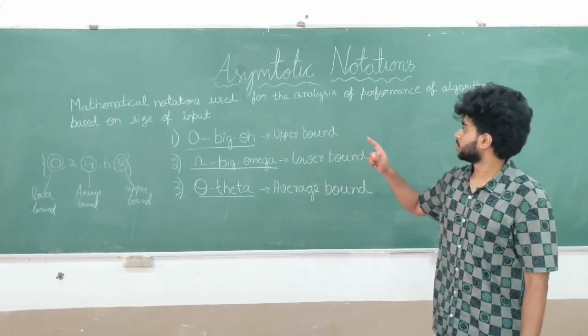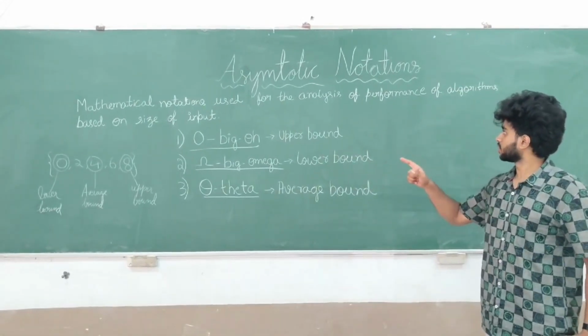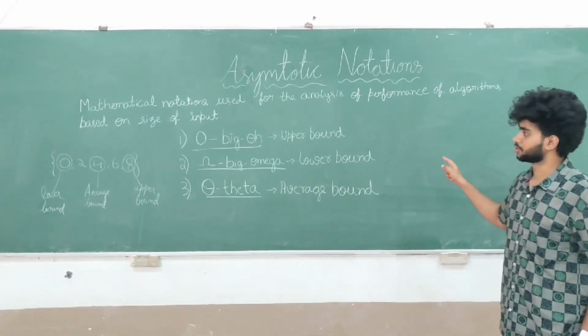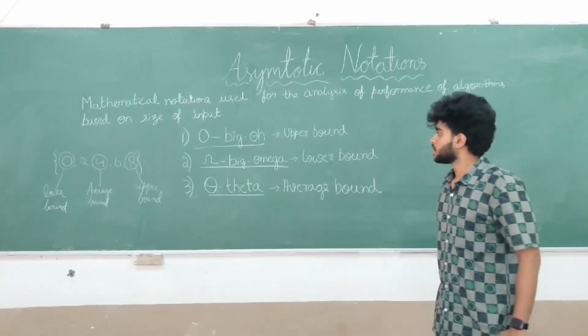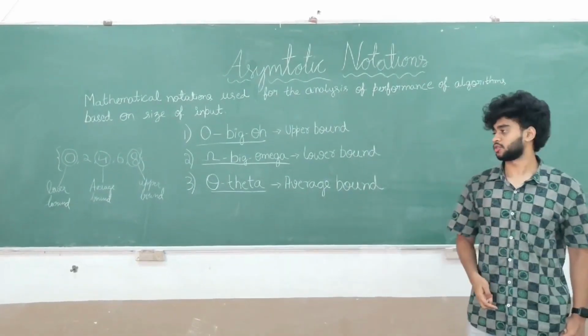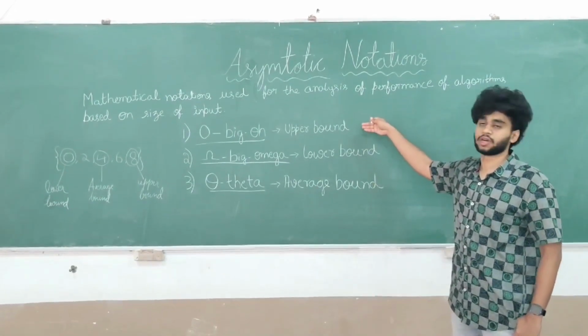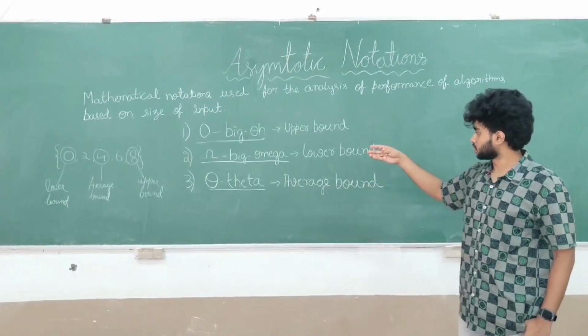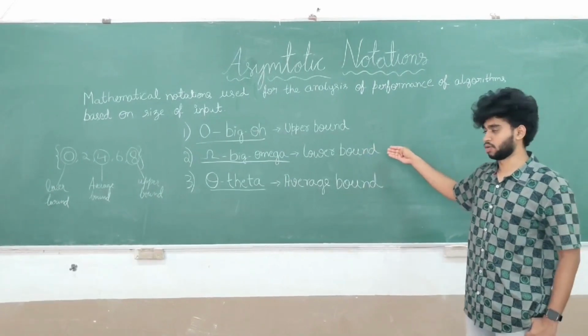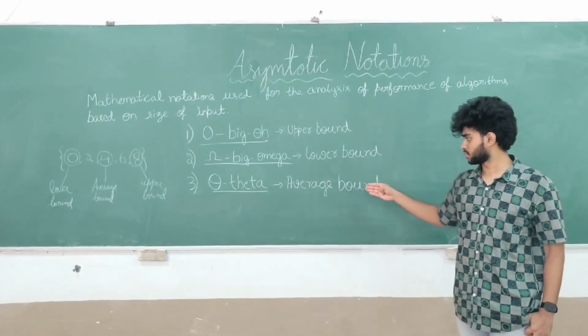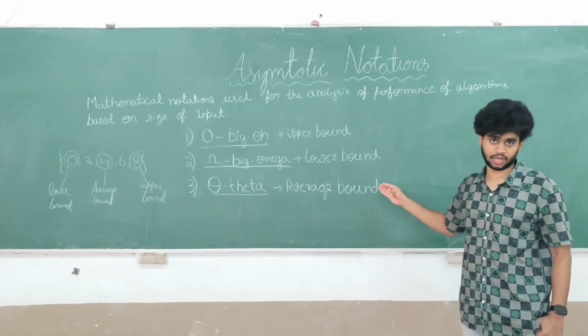Asymptotic notations are the mathematical notations used for the analysis of performance of algorithms based on the size of its input. There are three ways to represent asymptotic notation. One is called big O, which represents the upper bound. The second is called big omega, which represents the lower bound. And the third is theta, which represents the average bound.